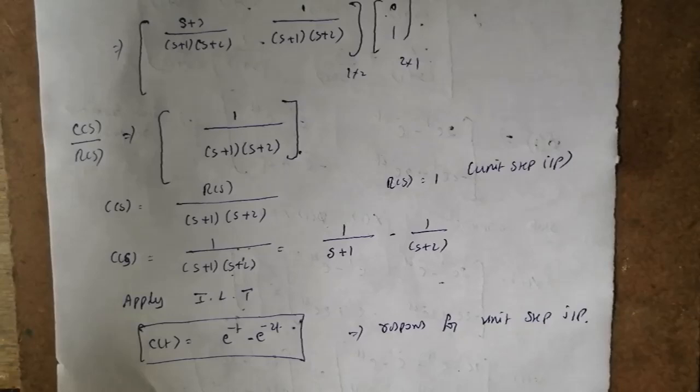And next, if they ask to convert the state model equation to a transfer function, we have to use the transfer function formula, which is C(sI minus A) inverse B plus D. By solving this equation, you will get the final answers.